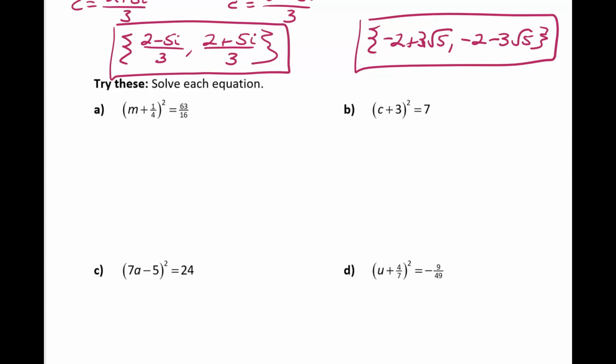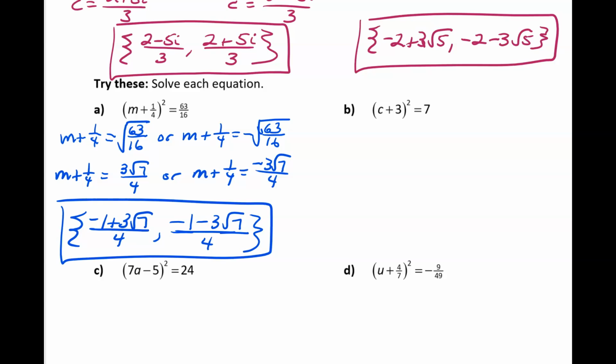Stop the video and try A on your own. All right, this one gives us two solutions, negative 1 plus 3 root 7 over 4, and negative 1 minus 3 root 7 over 4. Notice that you got a common denominator there. When you took the square root, it wound up that way anyway. I've set up these so that that happens because that's going to be the result when we explore completing the square in the next video.